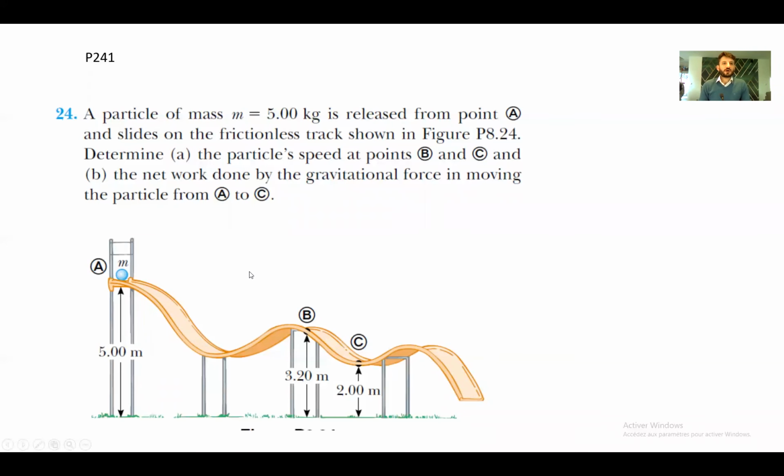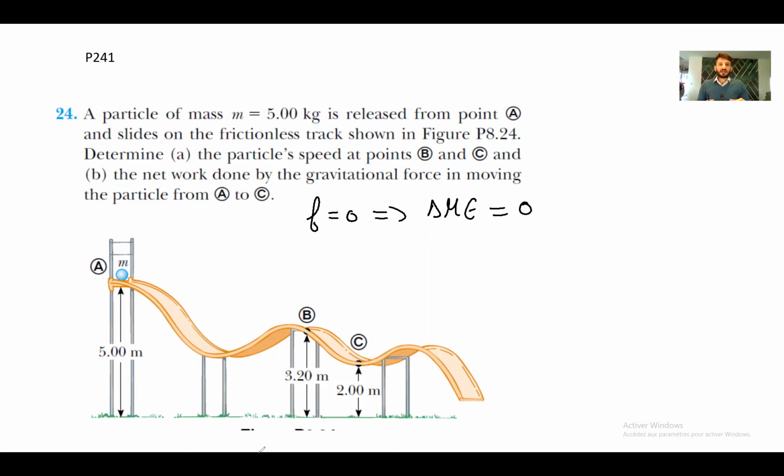Problem 24, page 241. Here we have a particle of mass m equals 5 kilogram released from point A, I mean without initial velocity, and slides on the frictionless track. When I say frictionless, I mean we have a conservation of mechanical energy. So when we have F equals 0, we can say that delta mechanical E equals 0 directly.